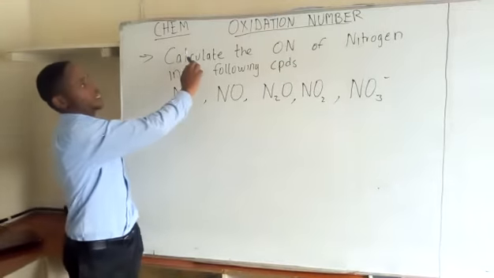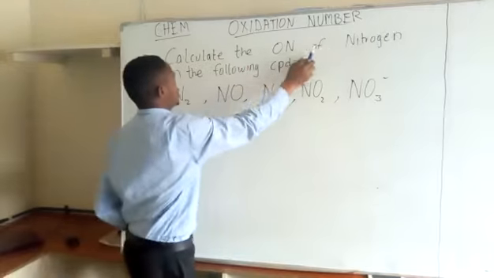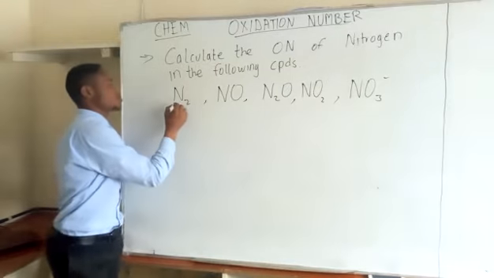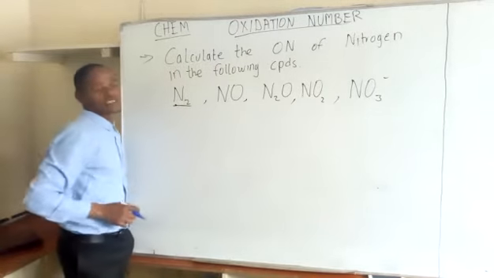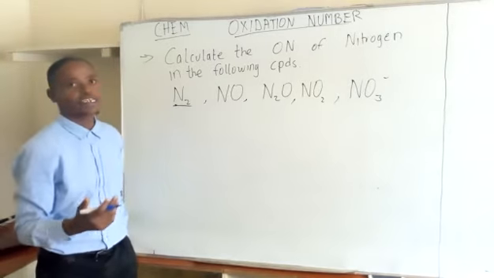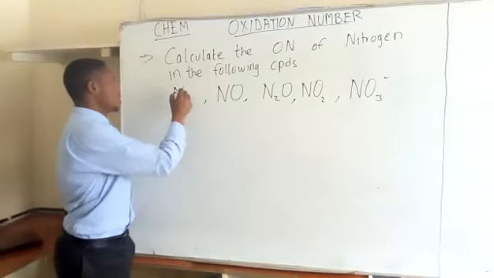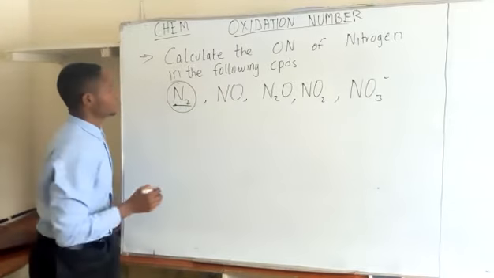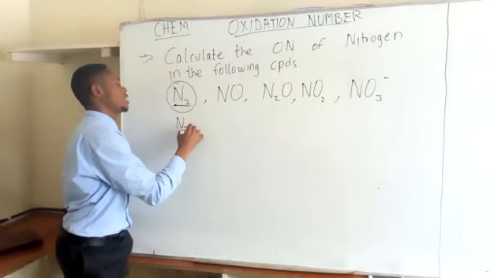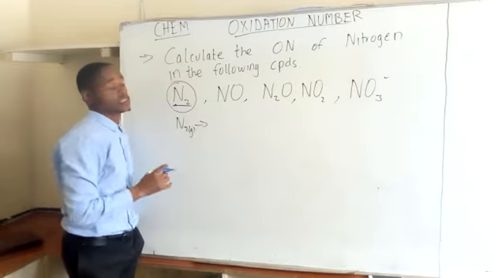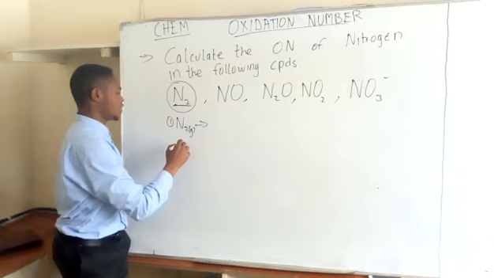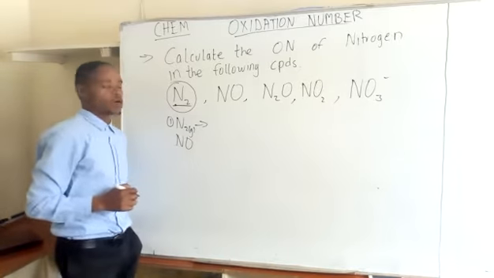We're going to calculate the oxidation number of nitrogen in the following compounds. So our first compound here is N2. N2, this is a gas, this is a molecule. So what did we say in our rules of assigning the oxidation number? If a compound is a molecule, then the oxidation number is always 0. So nitrogen gas, the oxidation number of that is 0.